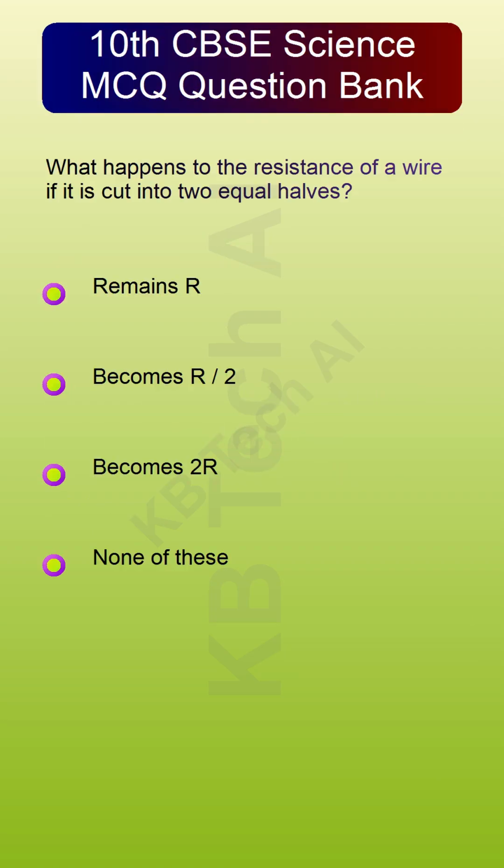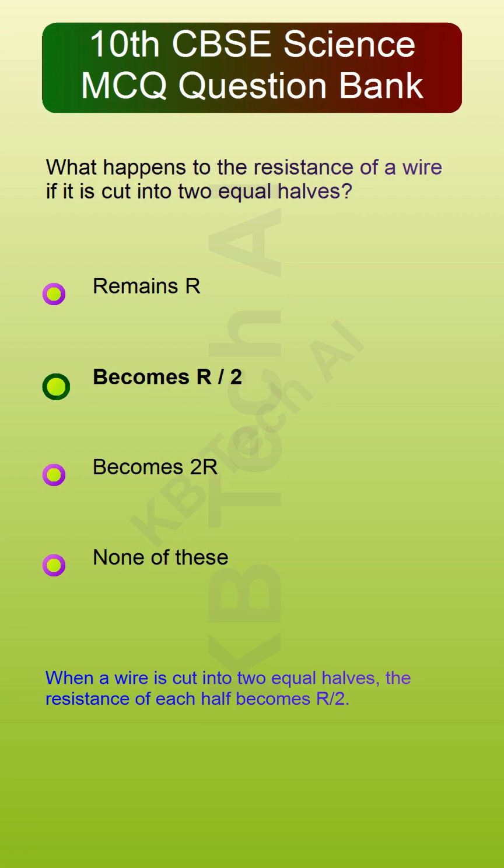What happens to the resistance of a wire if it is cut into 2 equal halves? Option 1, remains R. Option 2, becomes R divided by 2. Option 3, becomes 2R. Option 4, none of these. The answer is Option 2, becomes R divided by 2.